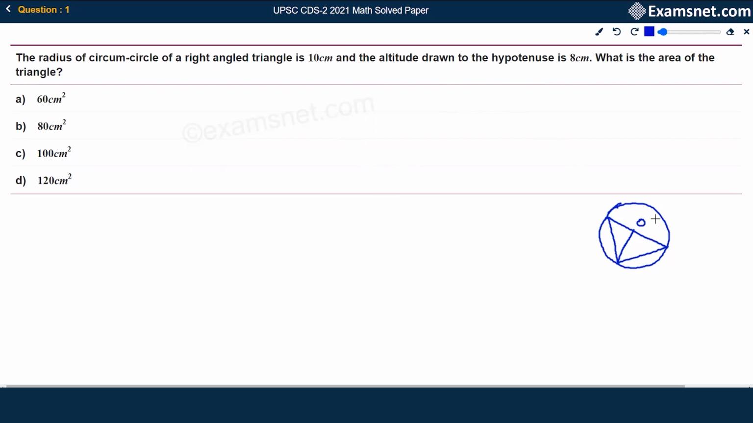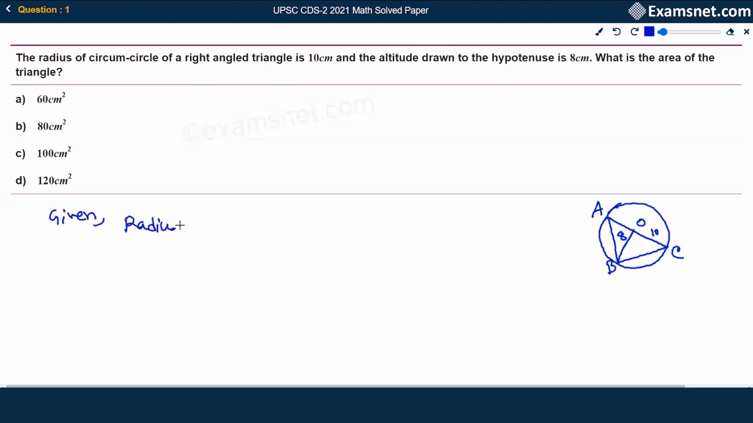So here, what is a circumcircle? A circumcircle is a circle that is drawn outside of a triangle. So here, this is a circle with center O, and ABC is a right angle triangle. Here OB is the altitude drawn to the hypotenuse of length 8 centimeter and OC is the radius of 10 centimeter length.